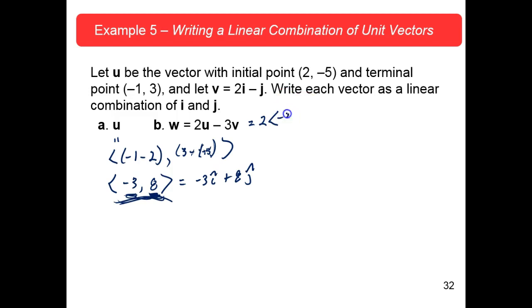-3, 8. Oops. Forgot to do my angle bracket. Minus 3 times, and what's the component notation for v? 2, -1. Okay, that's it. If we had written in that notation, then I would have done 2 times -3i plus 8j minus 3 times 2i minus j.